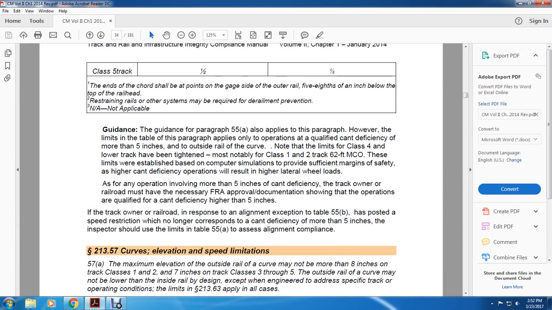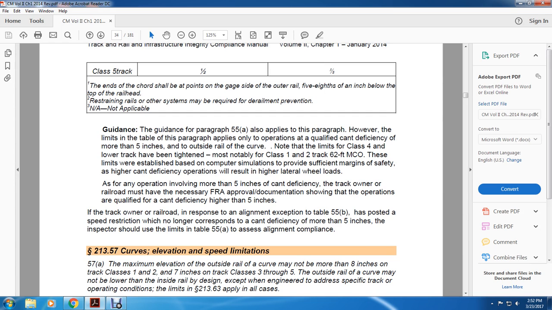Curvature, or the guidance. Paragraph 55A applied for the paragraph, however, the limits of the table. The paragraph applied for the operational qualified cant deficiency of more than 5 inches to the outside of the rail of the curve. The limits for the class 4 and lower track have been tightened, most notably for class 1 and 2, with 62 feet mid-chord offset. These are well established based on commuter simulation, which provided sufficient safety margin for higher cant deficiency operation, with the result of higher level wheel loads.